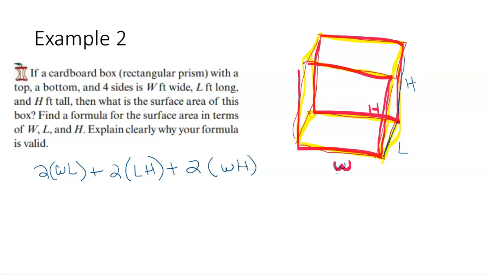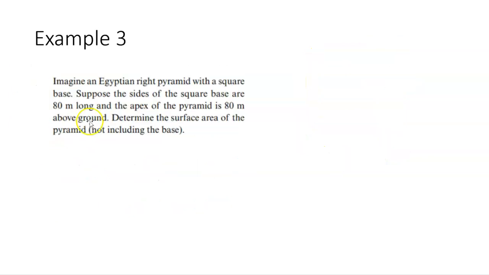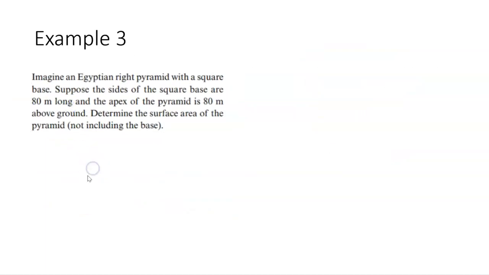So this could be the formula, right? I can factor out the 2. I don't have to, but each of these measurements is times 2. And that is why that formula is valid. So now let's imagine an Egyptian right pyramid with a square base. And we're going to suppose the sides of the square base are 80 meters long and the apex of the pyramid is 80 meters above the ground.